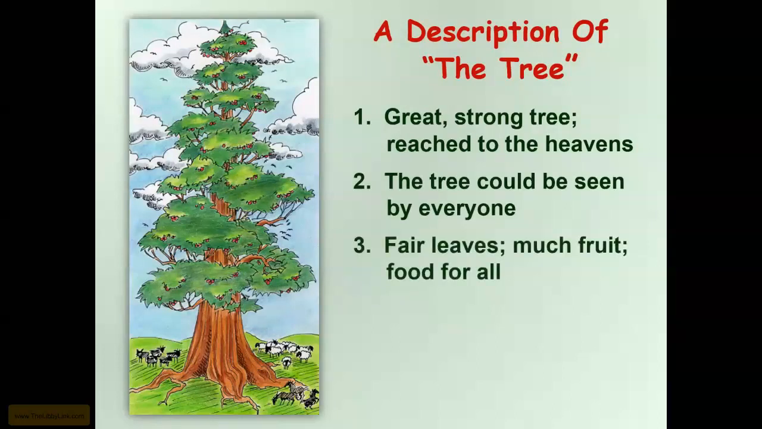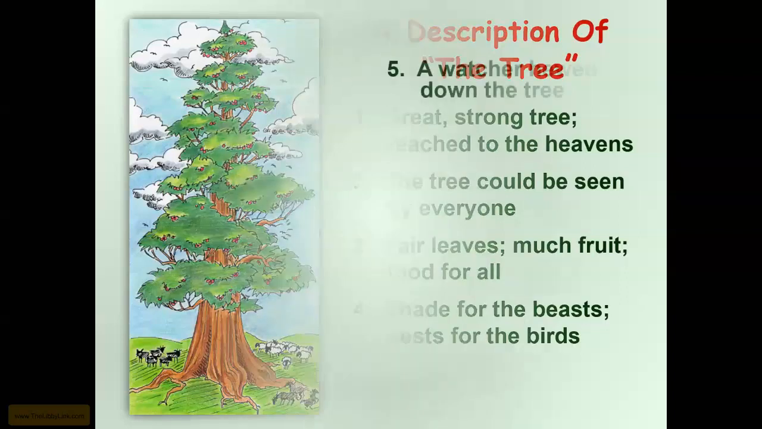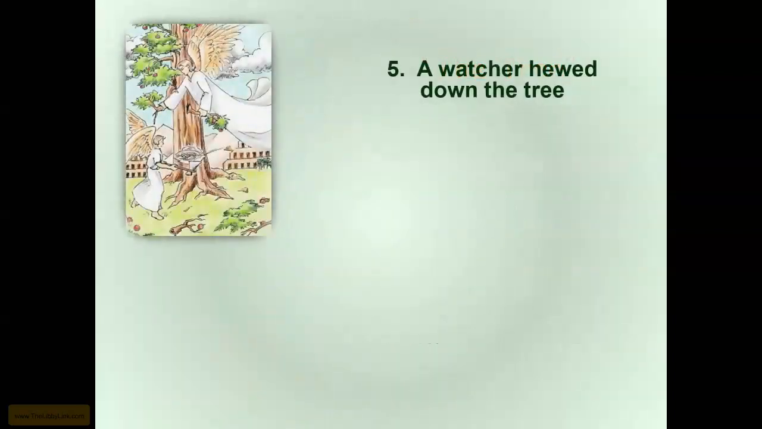One, it was a great, strong tree that to him reached clear into the heavens. Two, everyone could see this tree from long distances. Three, it was a beautiful tree with fair leaves, much fruit, and plenty of food for everyone. Four, there was shade and shelter for the beast of the field and nest for the birds. Let's continue.